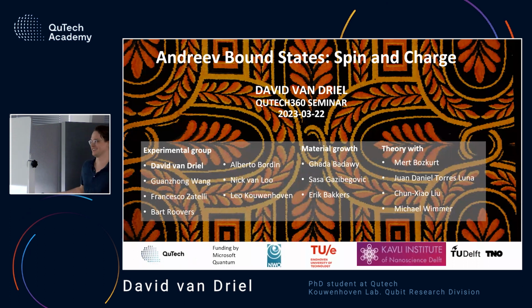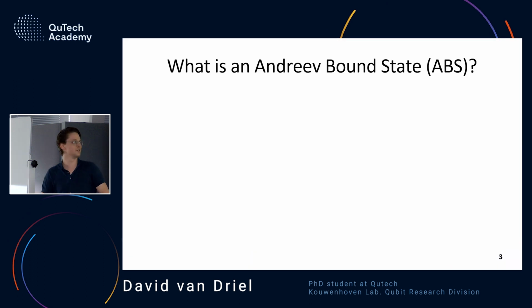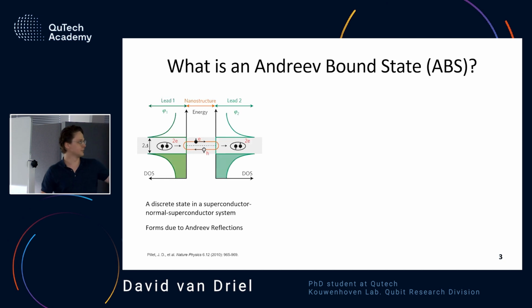Okay, with that being said, let me address the first question, which is in some of your minds: what is an Andreev bound state? There are many possible answers to this question, and I will give you three, all of which are correct and slightly different. The first answer is this one. An Andreev bound state is a state which forms between a superconductor, lead 1, a normal metal or semiconductor, indicated by nanostructure, and a second superconductor.